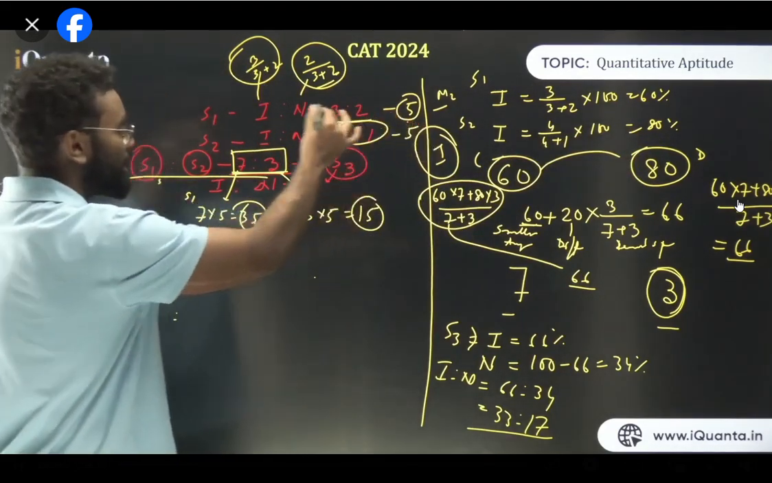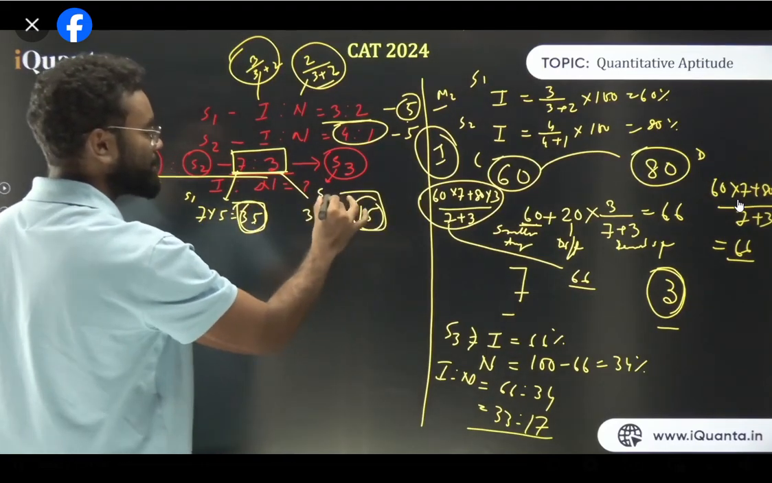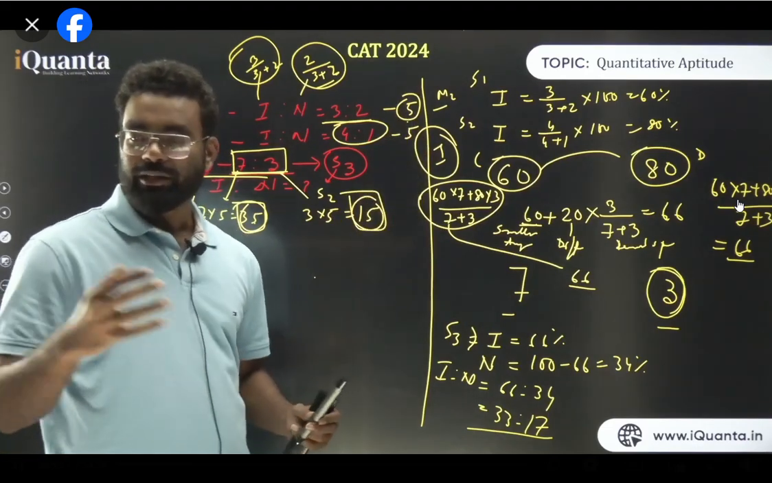So it is 5. I just multiplied 5 with 7, and I multiplied 5 with 3. So I can say S1 is 35 units and S2 is 15 units. Am I clear? Why did I multiply? Because I just need to reduce the fraction. So the total sum is 5 in both cases. What I did, I just multiplied with 7:3.